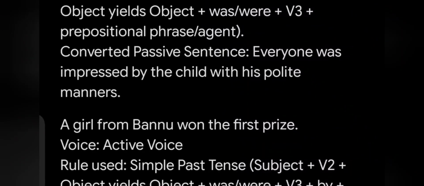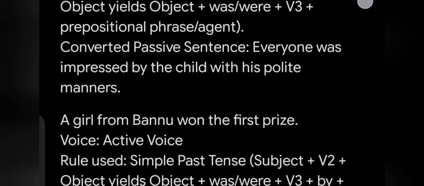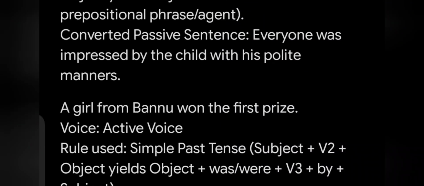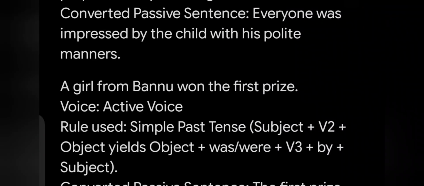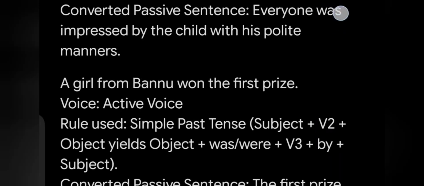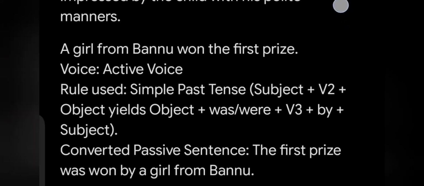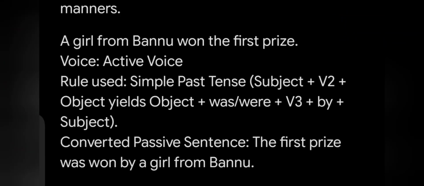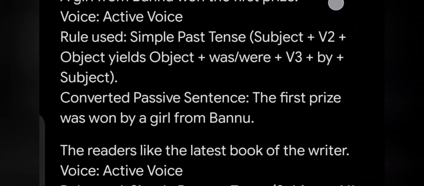A girl from Benue won the first prize. Voice: active voice. Rule used: simple past tense. Subject plus V2 plus object yields object plus was/were plus V3 plus by plus subject. Converted passive sentence: The first prize was won by a girl from Benue.